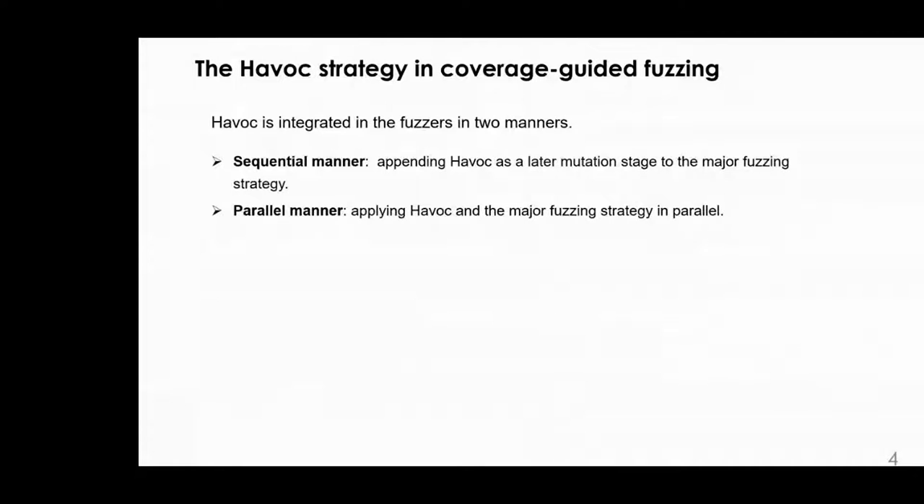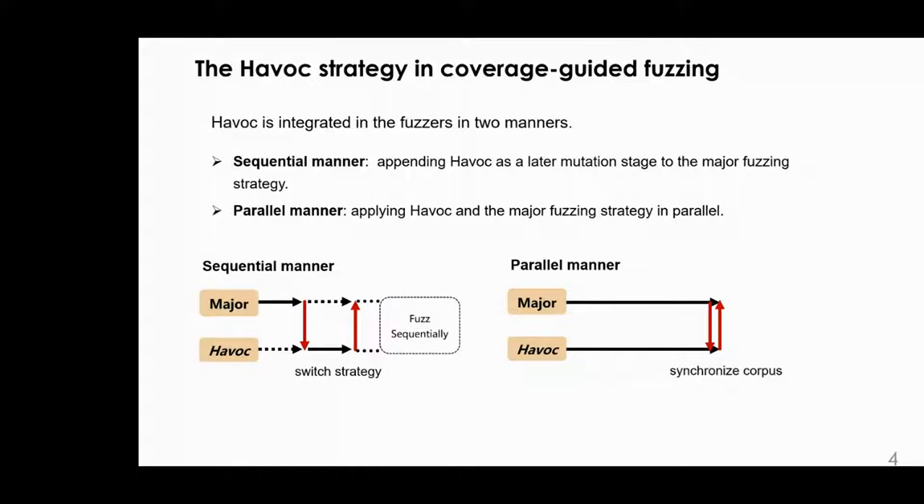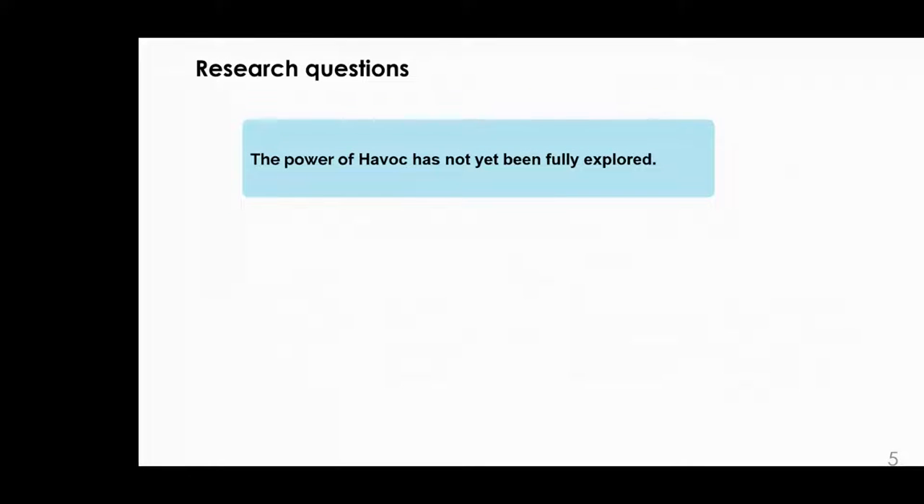So Havoc is integrated in the fuzzers in two manners. The first one is the sequential manner, that is to say it runs the major fuzzing strategy first, then runs the Havoc strategy second. And the second one is the parallel manner. It runs the major strategy and Havoc at the same time, and it requires synchronizing the seed sequence. Since the power of Havoc has not yet been fully explored, we raise our research questions.